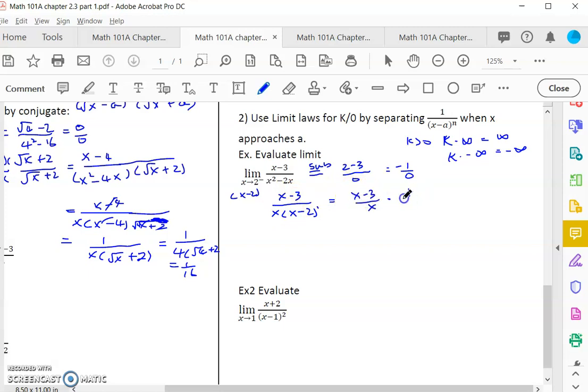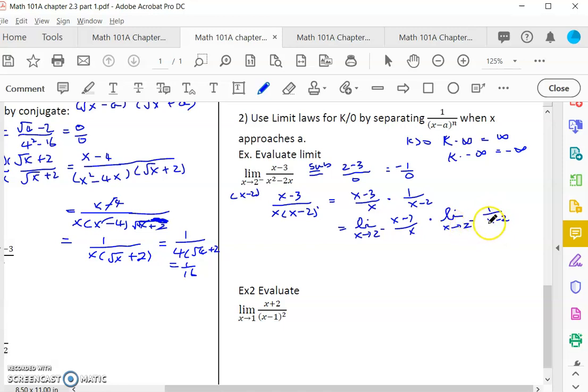times 1 over x minus 2. Okay, so we will do each limit individually. If I do the limit as x approaches 2 from the left of x minus 3, times the limit as x approaches 2 from the left of 1 over x minus 2. Do you remember in 2.2, we know how to do this? We say that this either shoots up or shoots down, depending on if you're coming from the left or right.